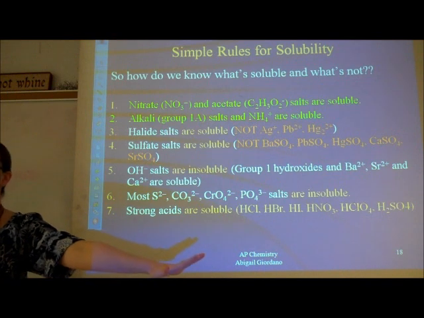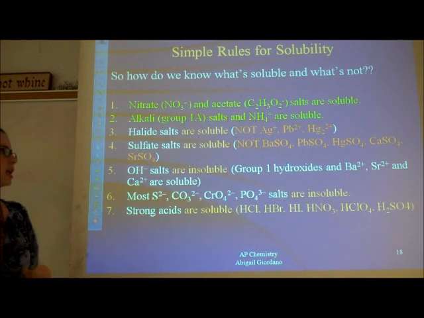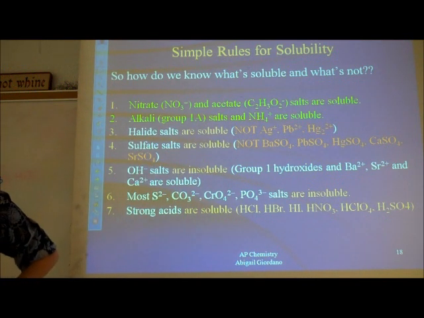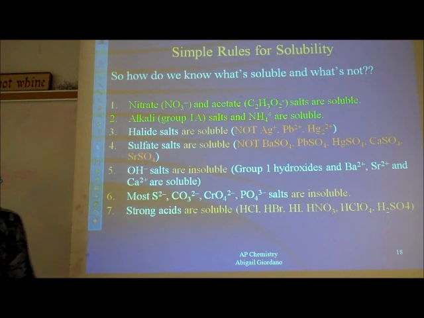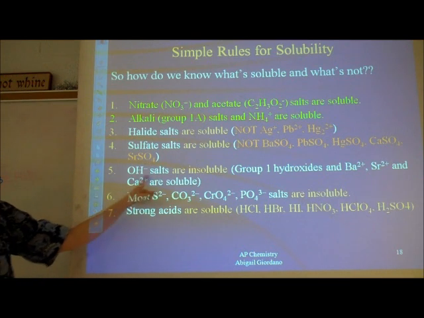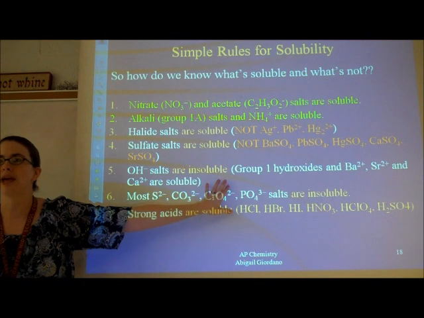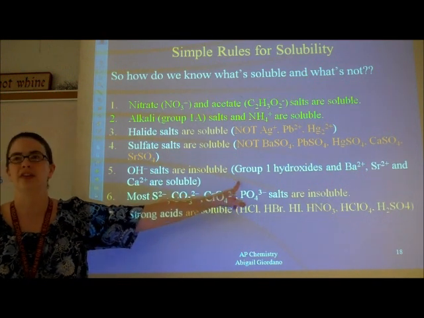Now pause right there for a second. If a compound has hydroxide in it, what's another name you could give it? We talked about this last class. Things that end in OH are bases. So another way to say this is, most bases are insoluble, except, now look what's in the parentheses.